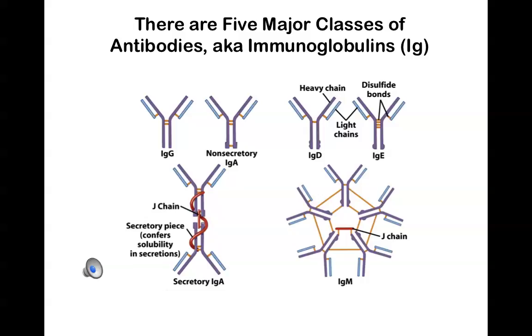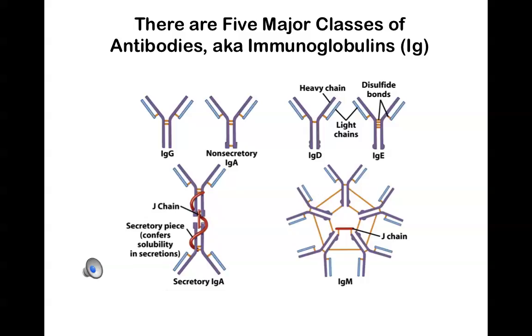IgA is what we call a dimer. It's formed from 2 monomers of IgA attached to one another with a J chain, which also includes a secretory piece, because secretory IgA, as the name implies, is the class of antibody that's found in secretions, tears, saliva, and any fluid coming from a mucous membrane.